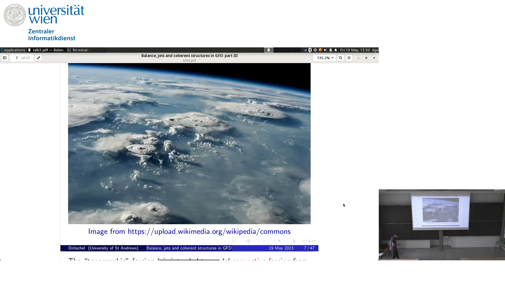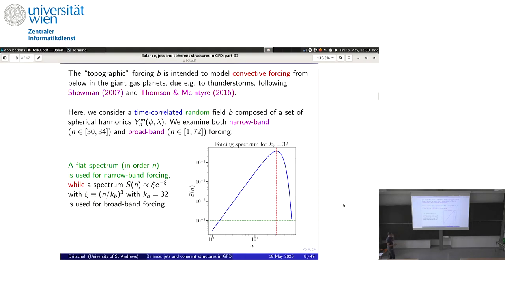So here's the image of the supposed thunderstorms that are present. This is, of course, on Earth. We don't have a similar image on Jupiter, but just to get an idea of the kind of forcing we're thinking about. The actual implementation of forcing follows, again, Richard and Lorenzo Pavani, where they had some kind of time-correlated random field, a set of spherical harmonics, which we either take a flat spectrum across a narrow range in total wave number, 30 to 34, or in a broadband distribution, which is shown here.